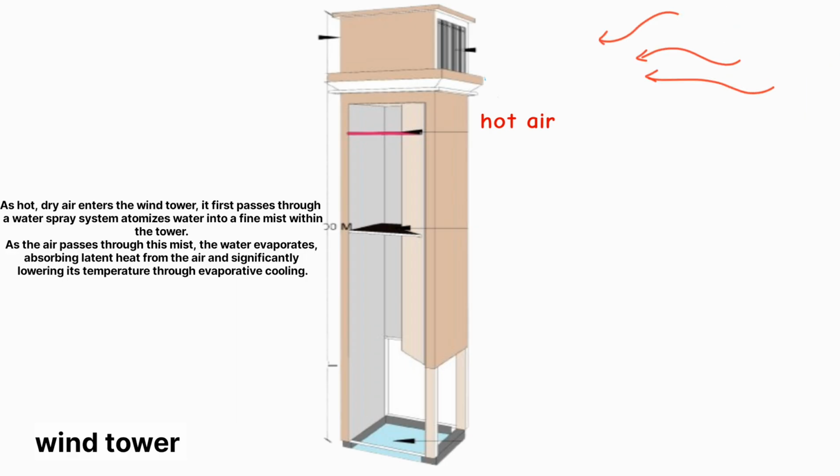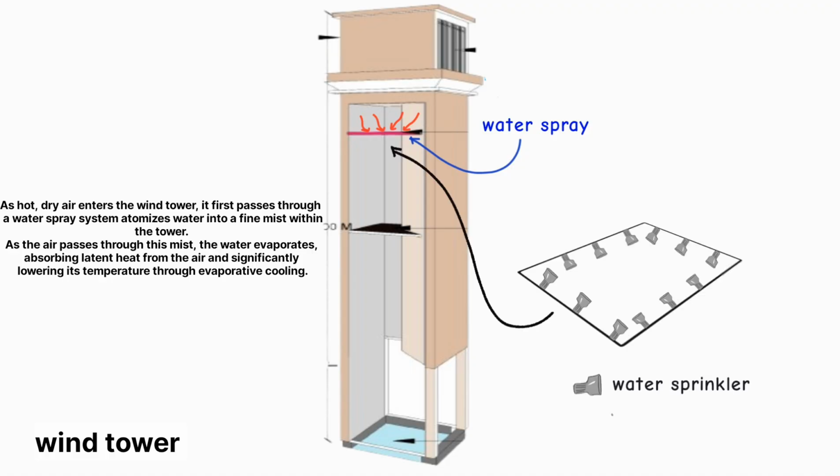Wind catchers, or badgirs, are passive architectural elements that harness natural wind to ventilate and cool buildings. They are typically tall chimney-like structures with openings at the top that capture prevailing winds.